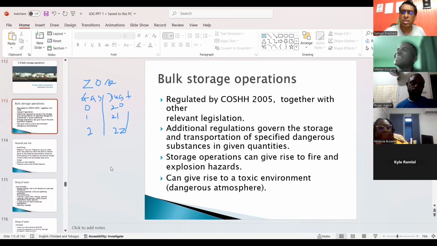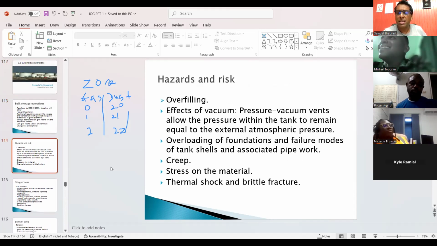bulk storage operation. Again, these are regulated by laws around the world. Hazards of any tank: you have overfilling, effects of vacuum. We kind of discussed that already. Overloading of the foundation. If your foundation isn't steady enough, maybe you have an old foundation and you put a new tank on that.